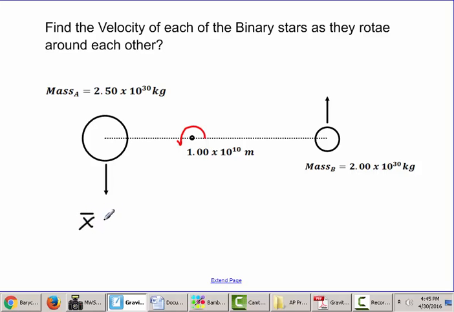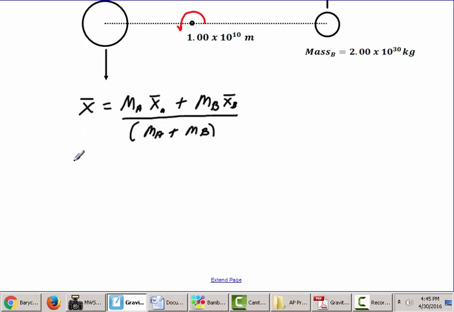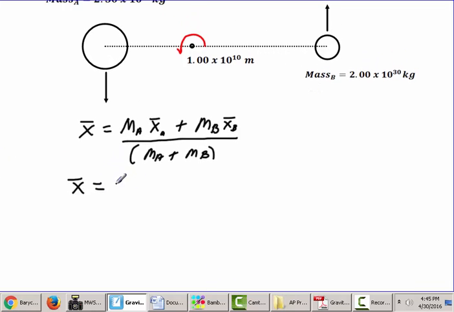And we know that x bar is going to equal the mass of A times its x bar distance, plus the mass of B times its x bar distance, divided by the summation of masses. So it'd be mass A plus mass B. Okay, so I'll put the real numbers in, and to do that, I will get x bar is equal to 2.5 times 10 to the 30th, and that x bar is 0. I'm going to take everything from this point right here. So I'm establishing this as my neutral point, or my 0, 0 point.